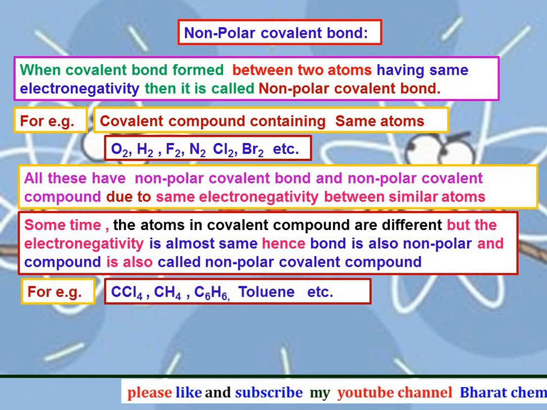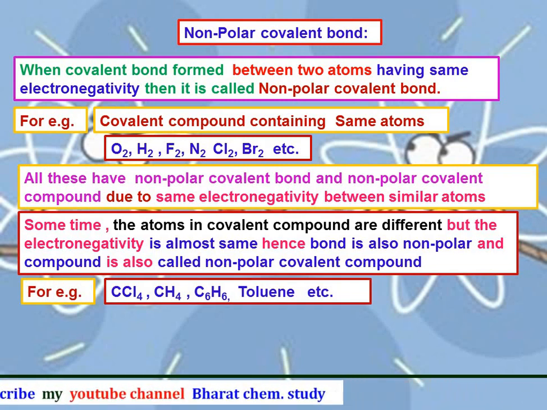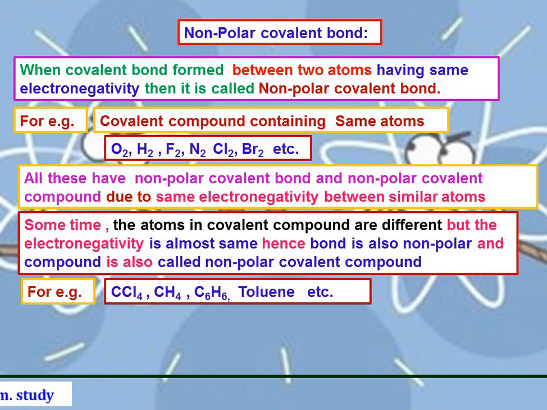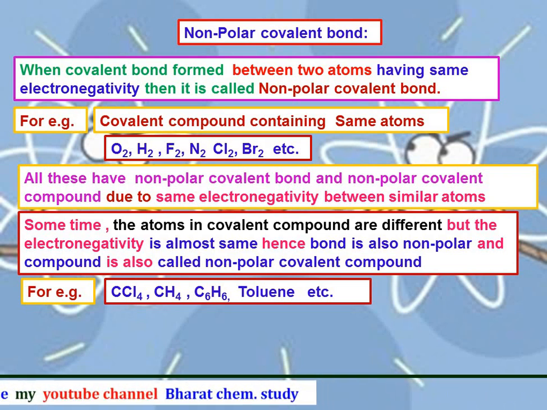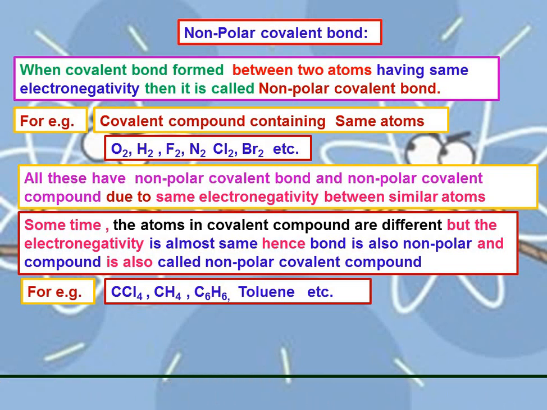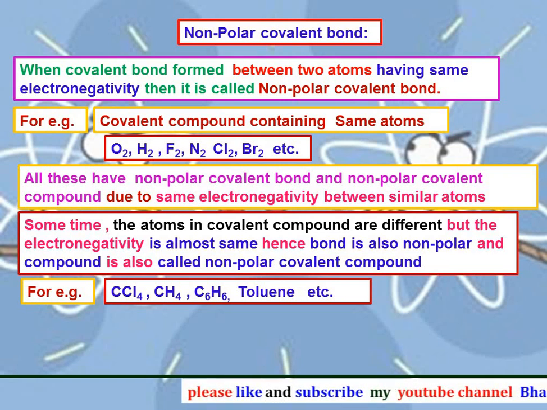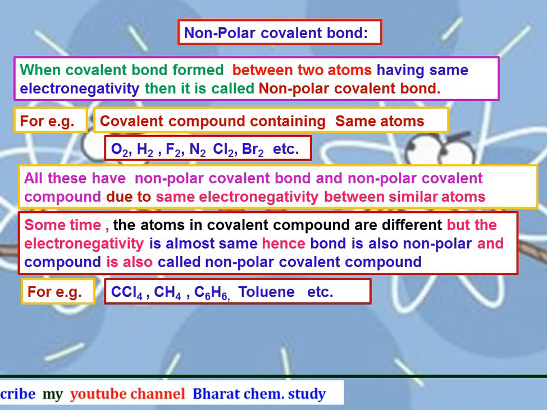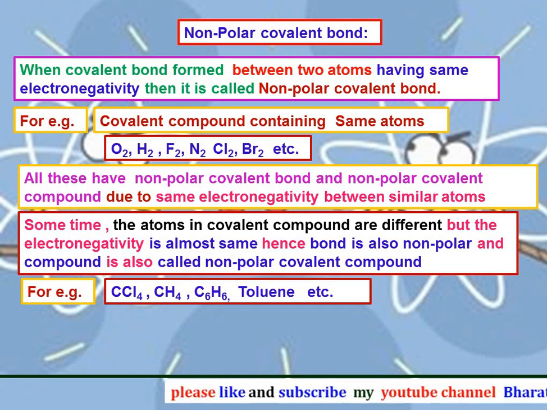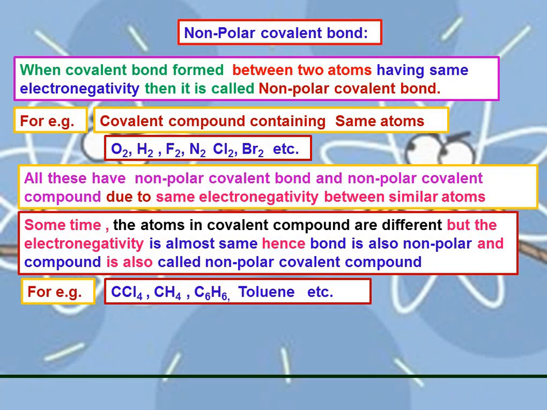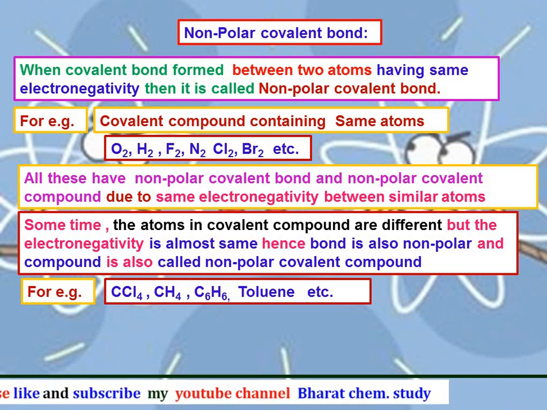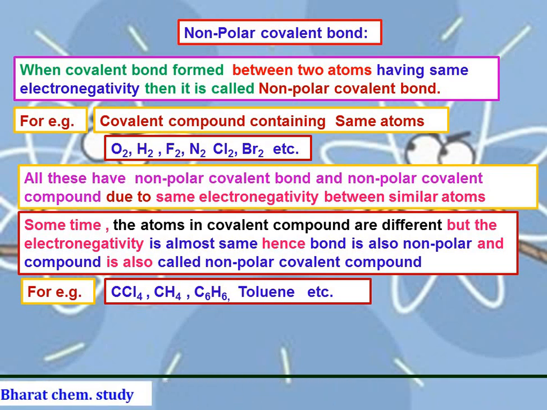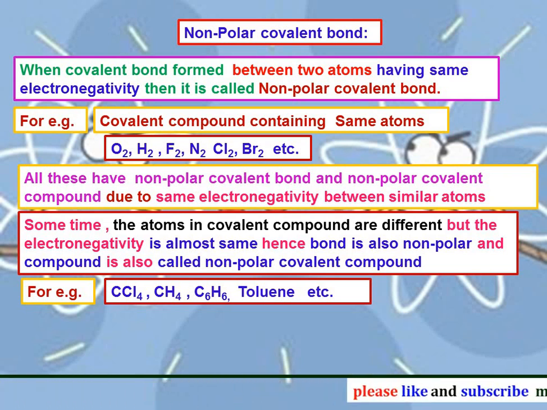For example, CCl4, methane, C6H6, etc. In all these compounds, the atoms are different, but their electronegativities are almost the same. Therefore, the shared pair of electrons does not get shifted towards any one of the atoms. That's why these are also called non-polar covalent bonds. So we have learned a covalent bond will be polar only if hydrogen is attached with fluorine, oxygen or nitrogen in the compound. Otherwise, it is a non-polar bond or non-polar covalent compound.